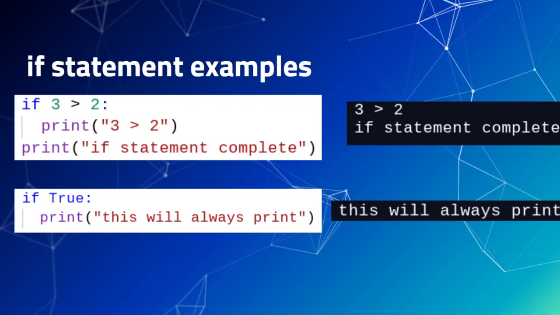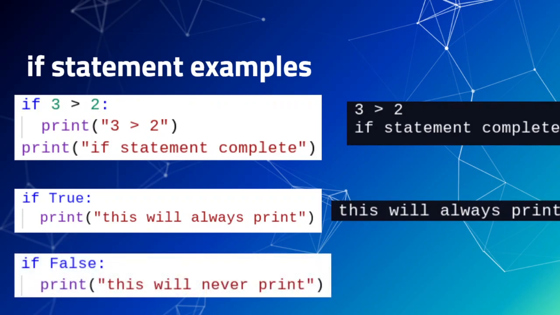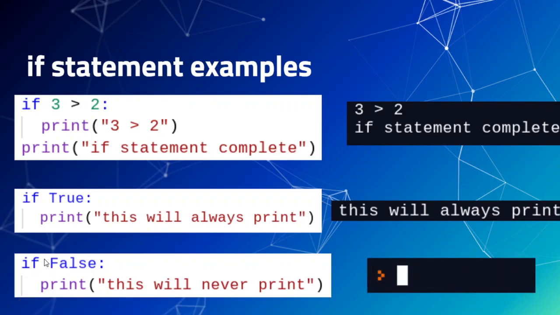And this would always print. This next one, since we directly tell Python that the condition is false, it will never print, it will never execute whatever is inside here, since we told Python this is false. So nothing happens on the console.